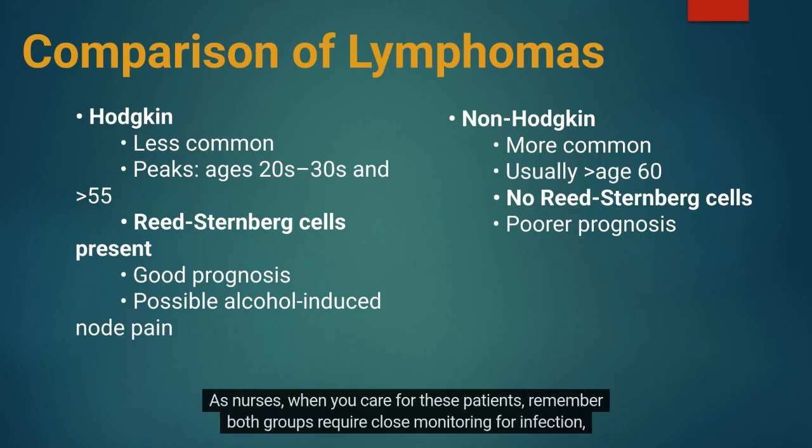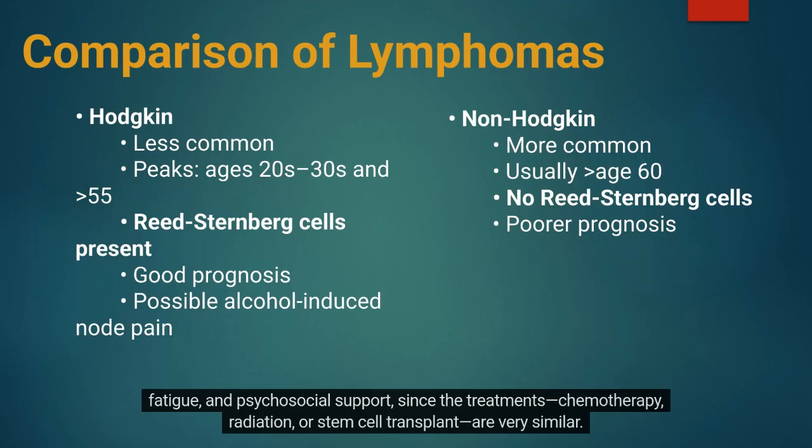As nurses, when you care for these patients, remember both groups require close monitoring for infection, fatigue, and psychosocial support, since the treatments, chemotherapy, radiation, or stem cell transplant, are very similar.